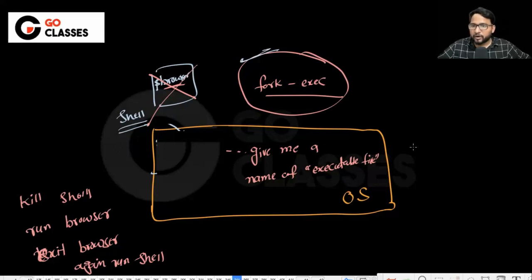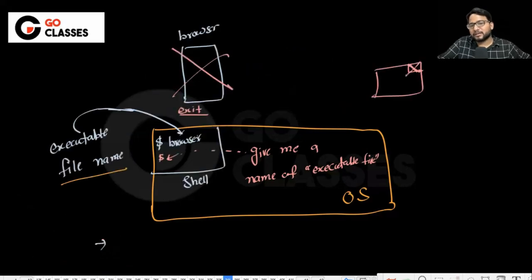I don't get the working of the browser and not the shell. Okay. So basically, the browser is nothing. It's just one file name. Let's suppose calculate.c. You can just write calculate.out. Whatever the file name, you just write the file name.